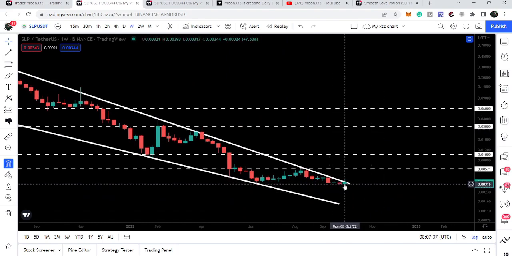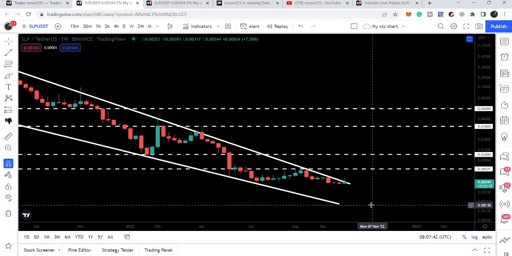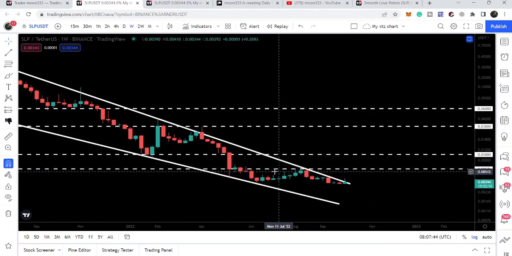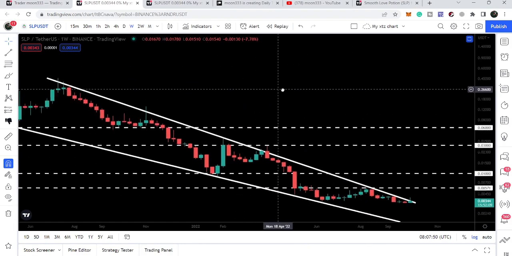After breaking out this resistance, our next key resistance will be here at $0.0071. You can see for the past several weeks or months, it is working as a strong resistance for the price, and we will also need to break out that resistance as well.